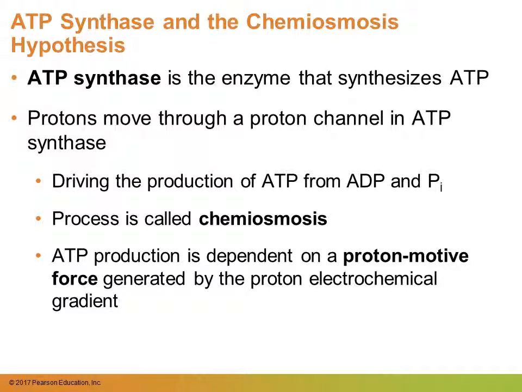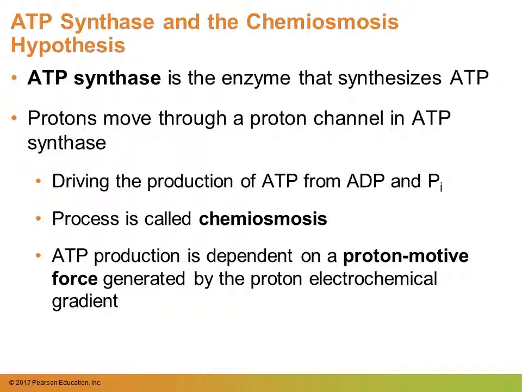Now, how is it that energy is formed? Well, embedded in the inner membrane of the mitochondria is another enzyme, and this enzyme is called ATP synthase. So now let's look at this word, ATP synthase. Well, we know it's an enzyme because it ends in ase, and synth, the prefix, means to make. So what are we making here? ATP.